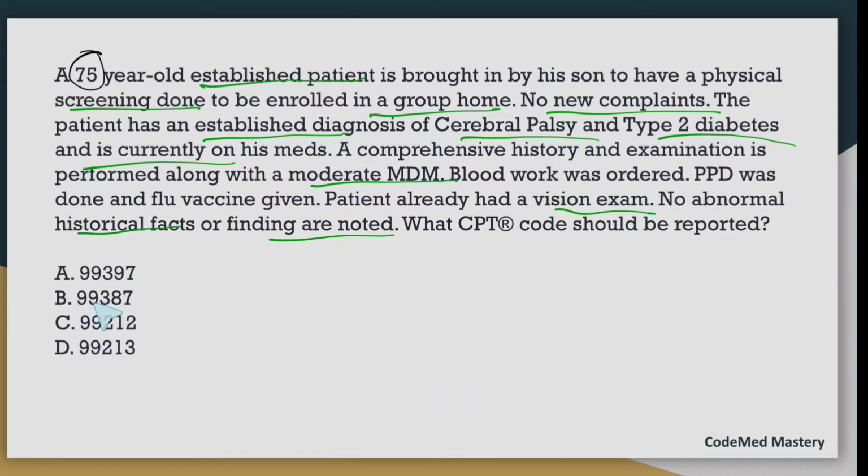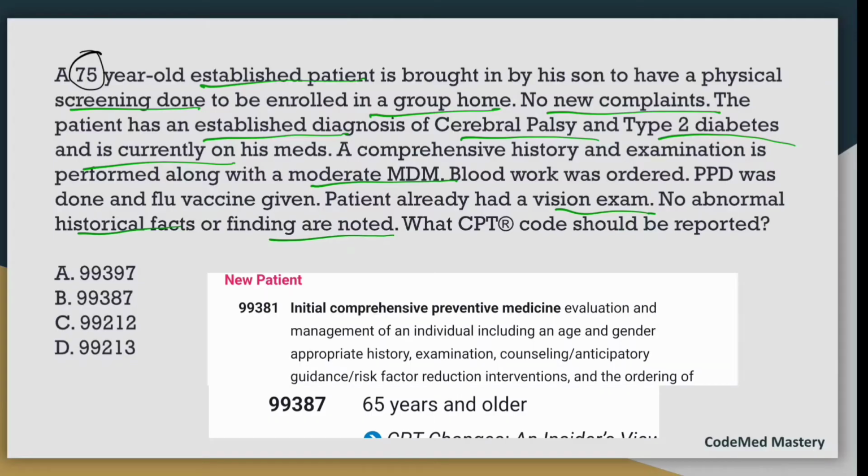Let us check option B also. We should try to eliminate other options as soon as possible. So we'll check option B, 99387. 99387 is for 65 years or older, initial comprehensive preventive medicine, that is for initial. But in our question, they have mentioned the patient has an established diagnosis of cerebral palsy and is an established patient, right? So it is not an initial comprehensive preventive medicine evaluation and management. So by this, we'll eliminate option B.